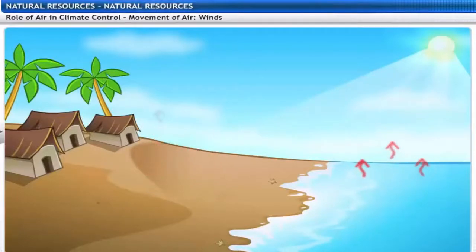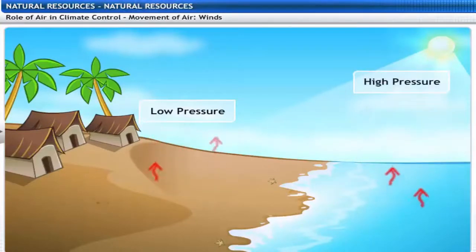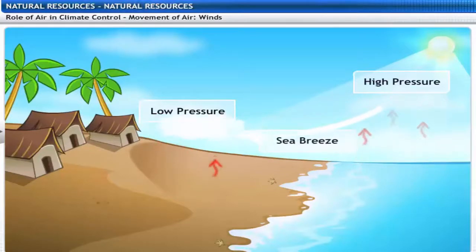Since soil gets heated faster than water, the air above land also gets heated faster than the air above water bodies. During the day, heated air above the land starts rising, creating a low-pressure area. This causes air to move from a high-pressure area over the sea to a low-pressure area over the land. This creates a sea breeze. This is the reason why land near water bodies gets colder faster.